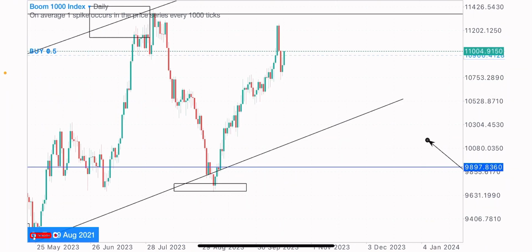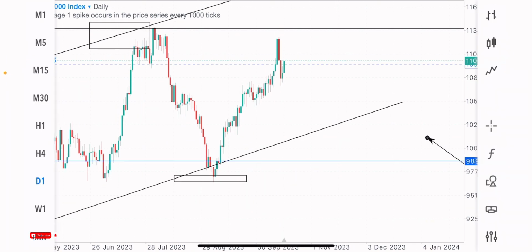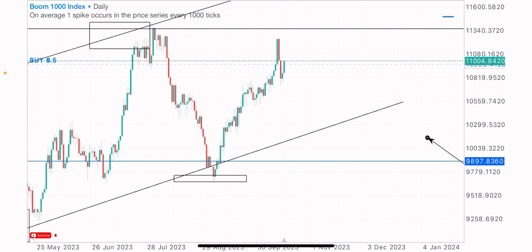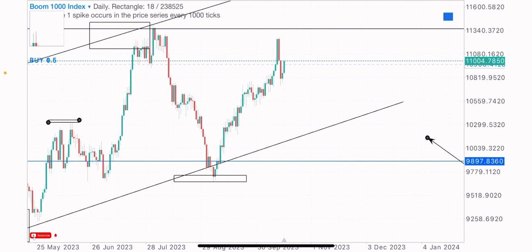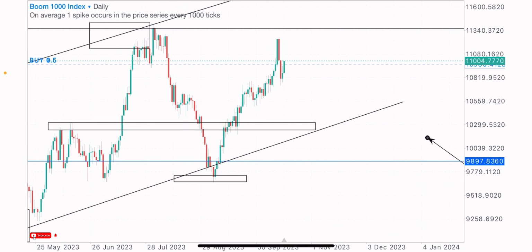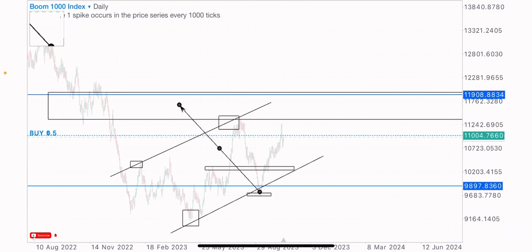Coming to the daily time frame of this index, it's clearly seen that we had our levels, right? We had this level as a level of support. We had this level as an important level, a level to watch out for, because you can tell that there was a reaction on this level in the past as a resistance.